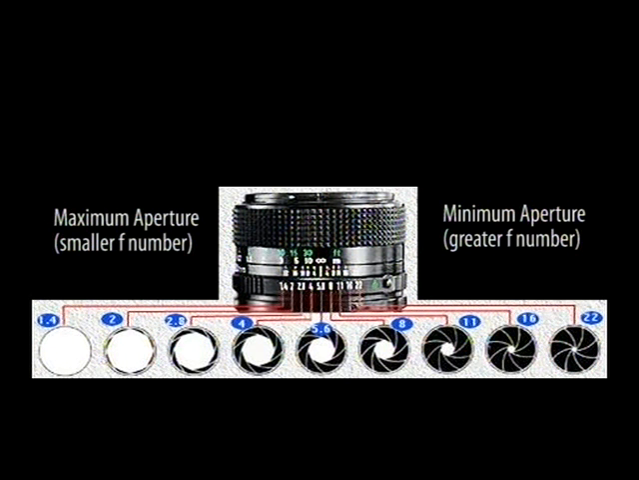There is a relation between these numbers. From 1.4 when you move to 2, you are cutting the light by half. Moving from 2 to 2.8, you again cut the light by half. So from 1.4 to 2.8 the light is reduced to a quarter, which we call 2 stops. The other way around, if you open from 5.6 to 4, you allow double the light to pass through the lens.